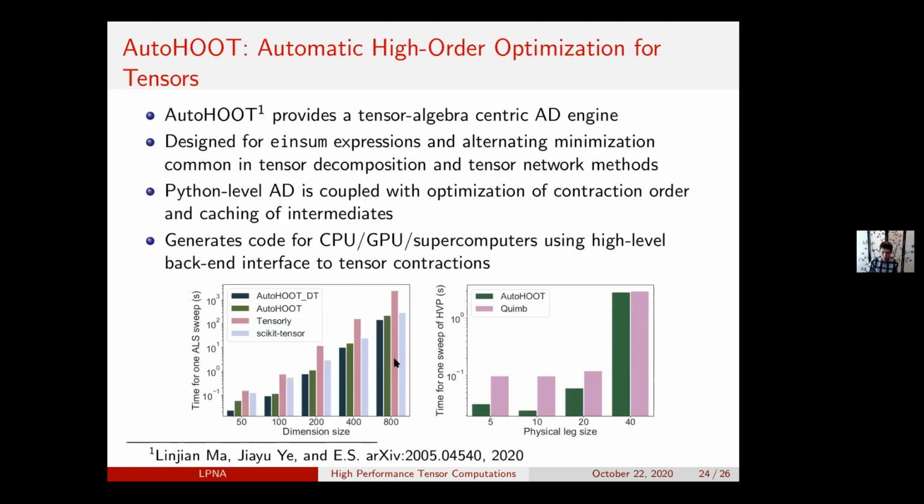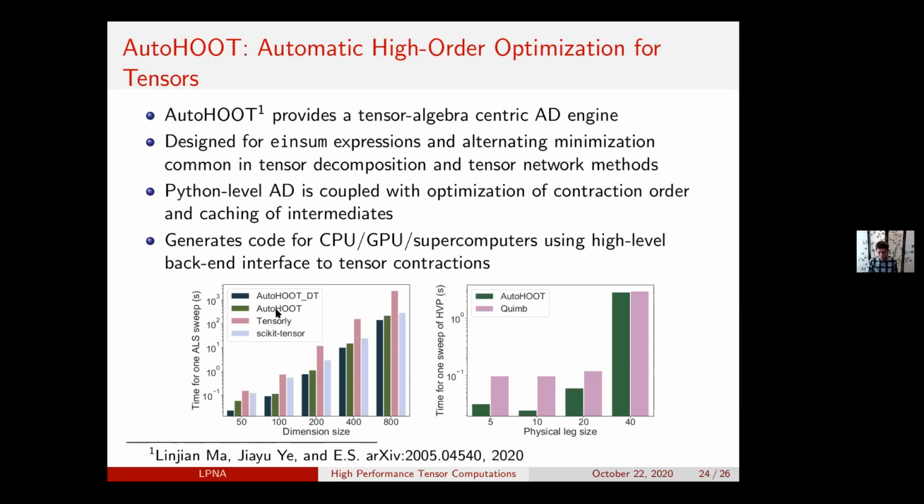So AutoHoot was developed by Linjin Ma and Xiaoyu Ye. Linjin is a PhD student in our group, and Xiaoyu is actually a friend of Linjin's who is currently at Google. So AutoHoot does exactly what I described. It provides a higher level abstraction that's naturally targeting tensor computations such as tensor networks and tensor decompositions. And it does it at the Python level without any compiler support. So it's generating expressions on the fly, and also optimizing the expressions in a clever way that's targeted at tensor computations and makes use of the identities that you need.